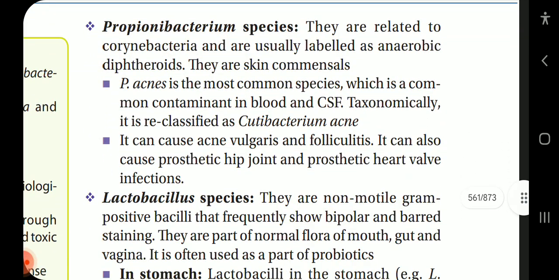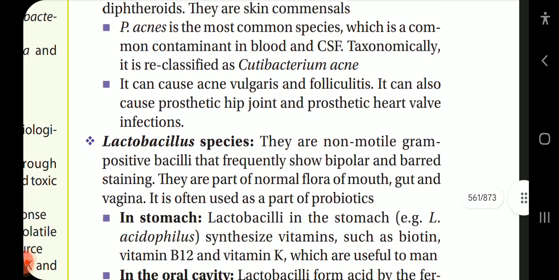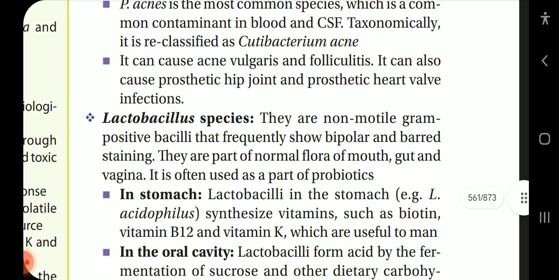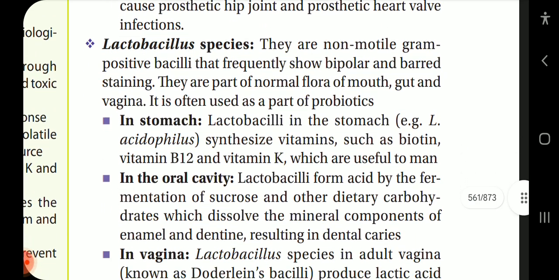Propionibacterium species are related to Corynebacteria and usually labeled as anaerobic diphtheroids. They are skin commensals. Propionibacterium acnes is the most common species, which is a common contaminant in blood and CSF. Taxonomically, they are reclassified as Cutibacterium acnes. It can cause acne vulgaris and folliculitis. It can also cause prosthetic hip joint and prosthetic heart valve infections.